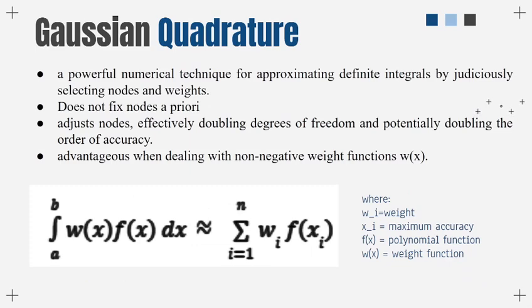Gaussian quadrature introduces a powerful numerical technique for approximating definite integrals by selecting nodes and weights. Unlike other methods, Gaussian quadrature does not fix nodes a priori. Instead, it dynamically adjusts nodes, effectively doubling degrees of freedom and potentially doubling the order of accuracy. This method is particularly advantageous when dealing with a non-negative weight function W(x). In the context of Gaussian quadrature, the focus is on the closed formula, as shown in this figure.